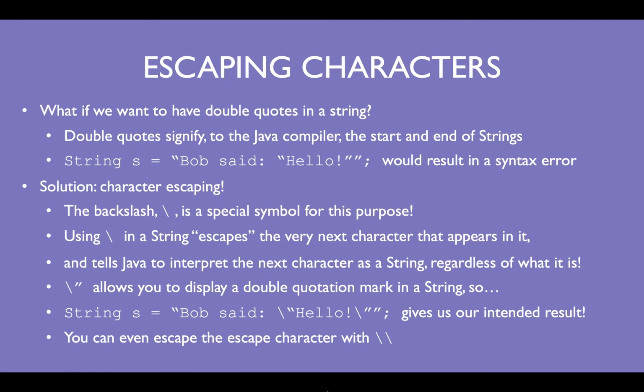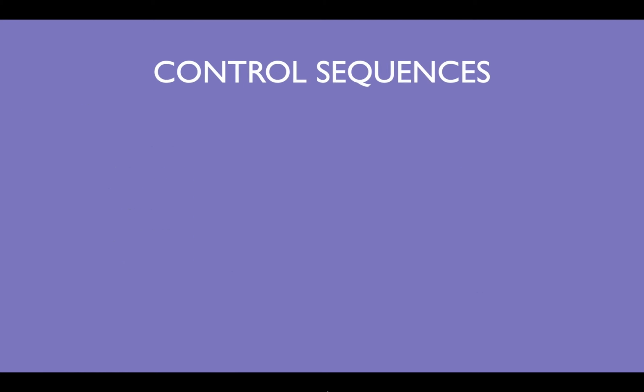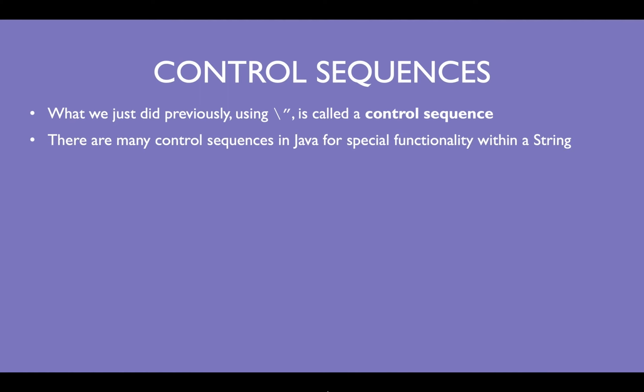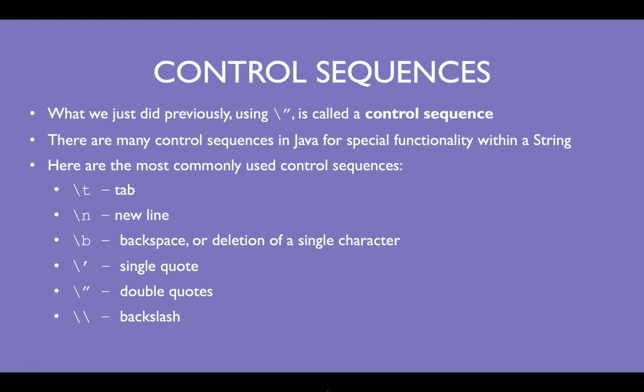So what we did just previously using backslash and a quotation mark is called a control sequence. There are many different control sequences in Java for other special functionality within a string, but here are some of the most commonly used control sequences. As you can see, backslash t creates a tab, which creates a certain amount of white space. Backslash n creates an entire new line.